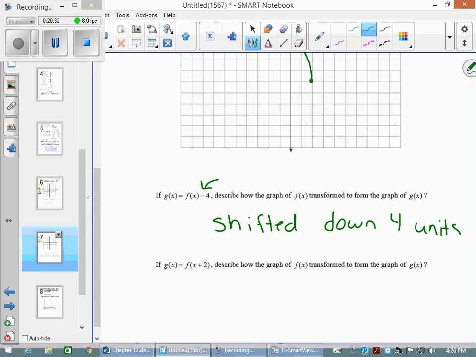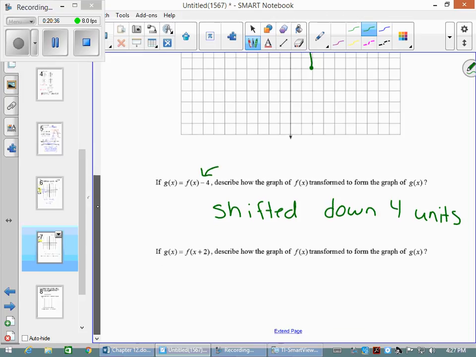Now they're asking if we have f of x plus 2, describe how the graph transformed from our original. So since we have plus 2 on the inside, since it's on the inside, we want to do the opposite. So we're going to shift 2 units to the left. So this is going to be shifted 2 units to the left.